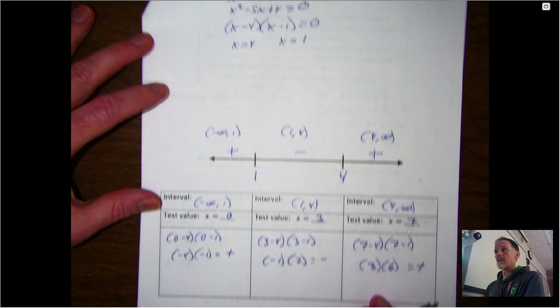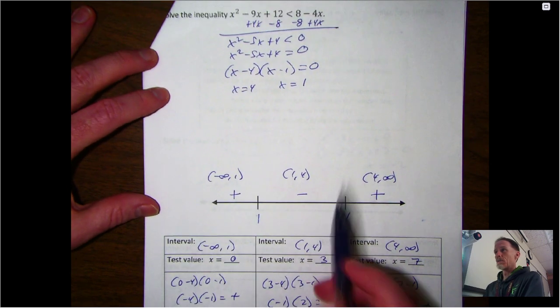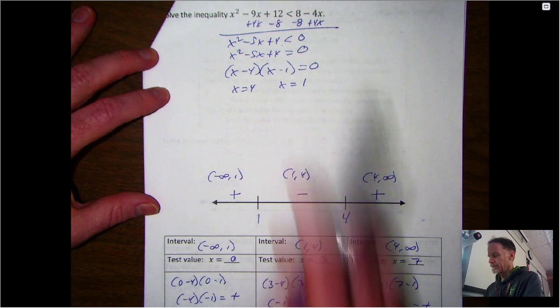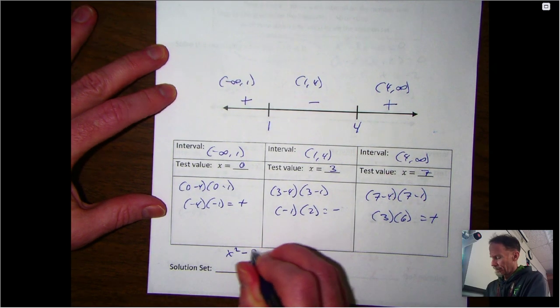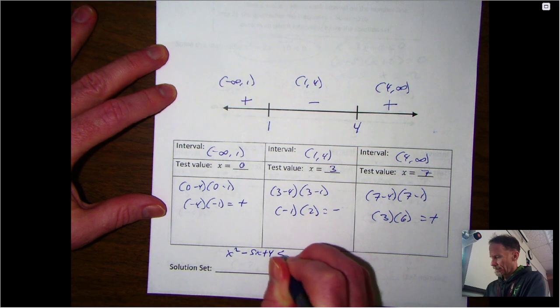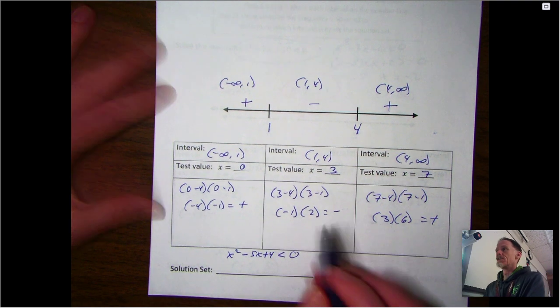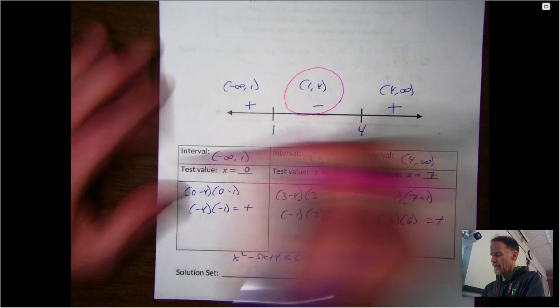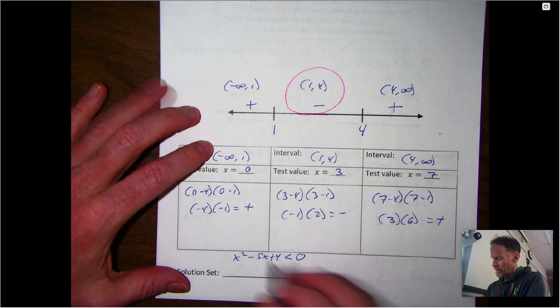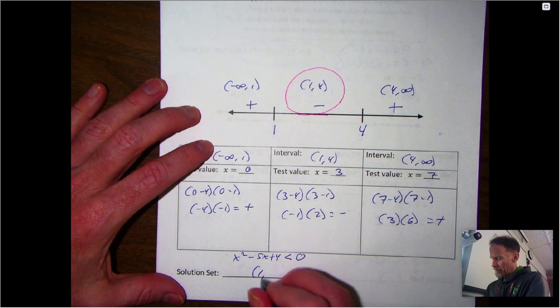And now we can answer the question, and the original question was a less than. And so if I want the less than, I'm looking for the negative pieces. So it's that middle piece, if you will. So my solution set is (1, 4).